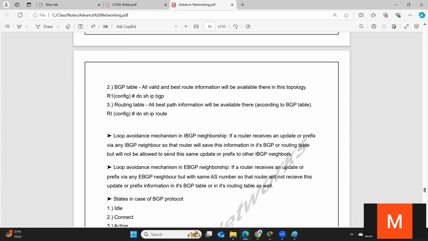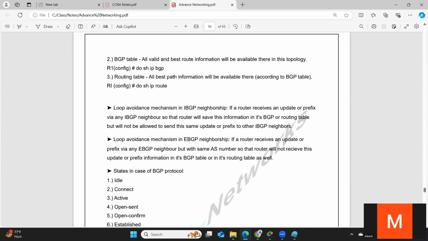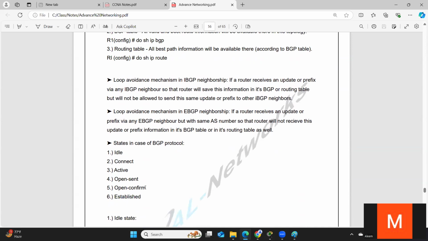These are all advanced topics, including how BGP avoids loops with its loop avoidance mechanism. Apart from that, we have some states: idle state, connect state, active state, open sent, open confirm, and established. These are the states we have. So basically, I'll give a quick overview.